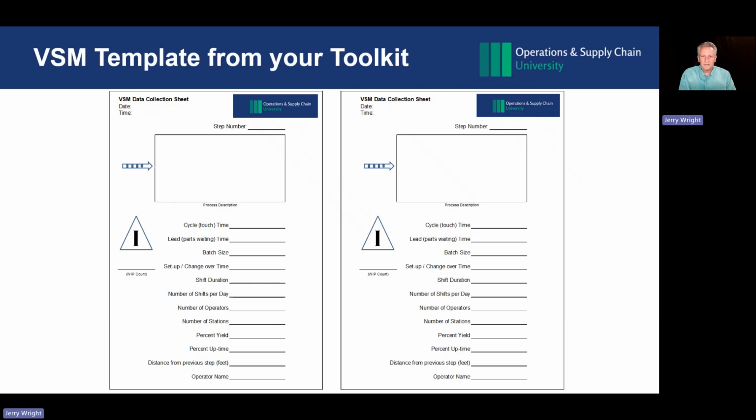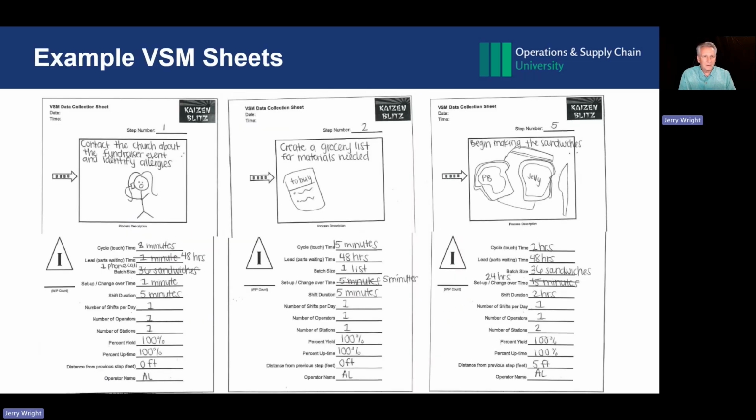Now, here's one from one of my students. I think they had a lot of fun with this. I figured this would be fun to share. Here we go. Here's our little VSM sheets with the nice little tracing. This was for a practice of doing peanut butter and jelly sandwiches. But again, you can see this is something you could apply to almost anything.